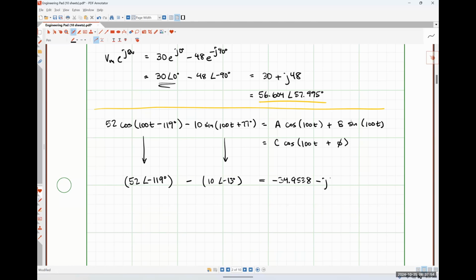What was that again? 43.23. Okay, so that's the rectangular form. 55.594. Negative 128.957 degrees. All right.